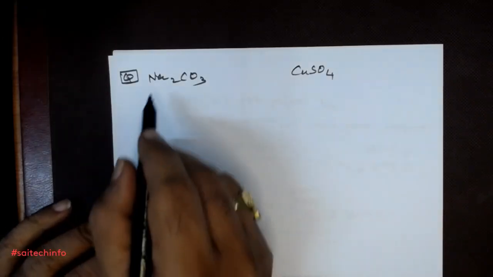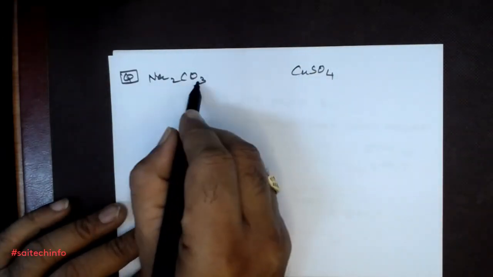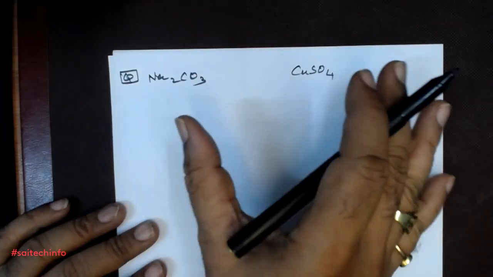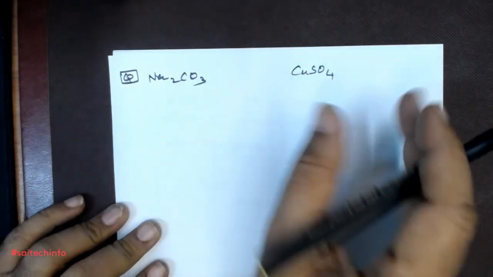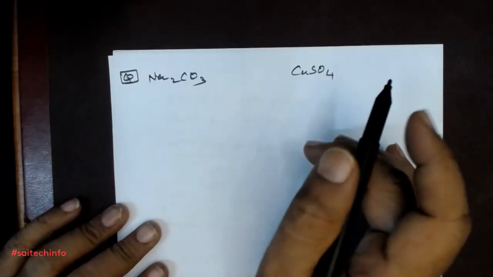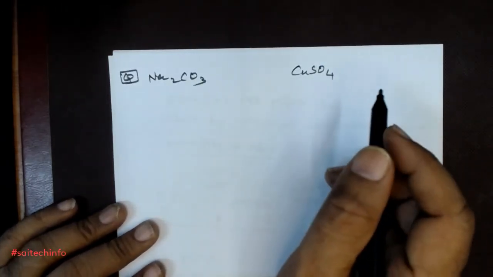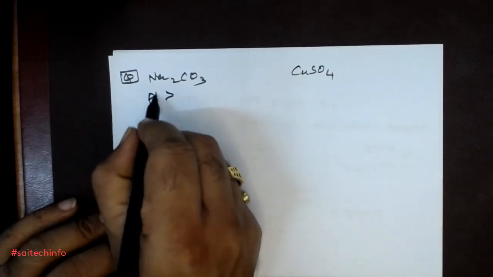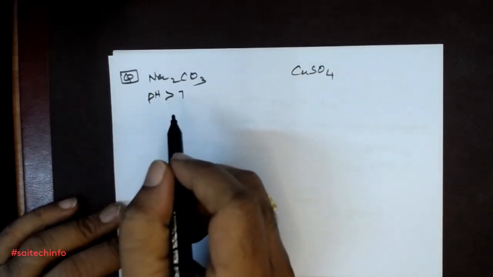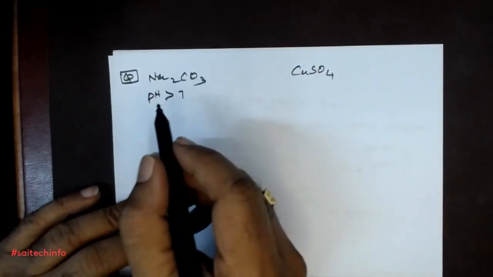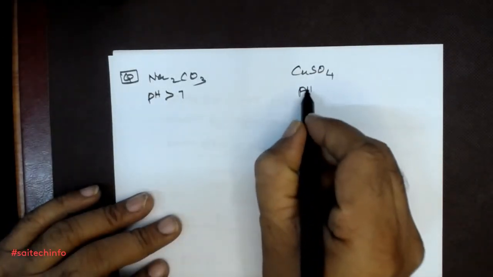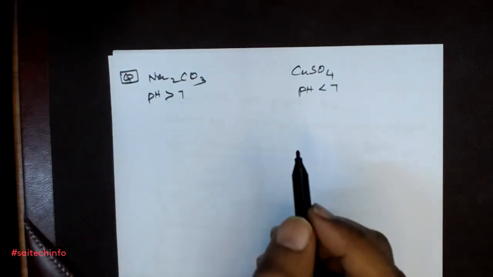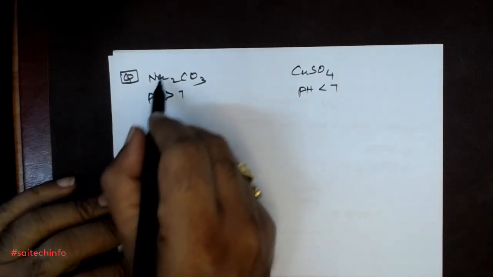Let us consider these two salts, sodium carbonate salt and copper sulfate salt. So let us consider the solution of these two salts. Here, sodium carbonate has the pH more than 7, whereas copper sulfate has the pH less than 7. Now what do you call this one?